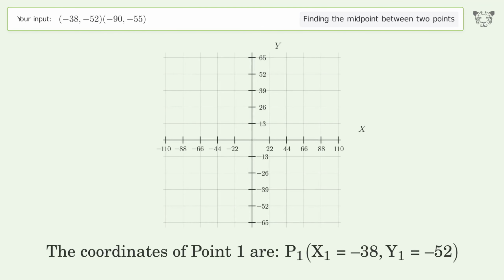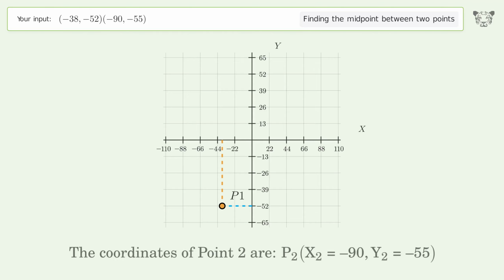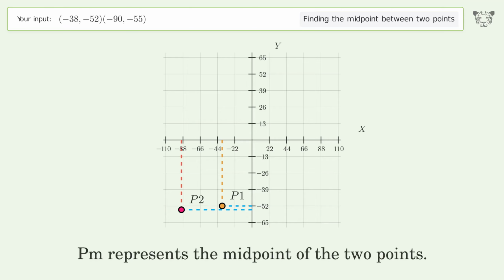The coordinates of point 1 are, x1 equals -38, y1 equals -52. The coordinates of point 2 are, x2 equals -90, y2 equals -55. PM represents the midpoint of the 2 points.